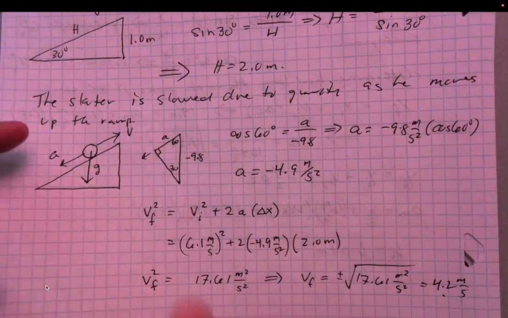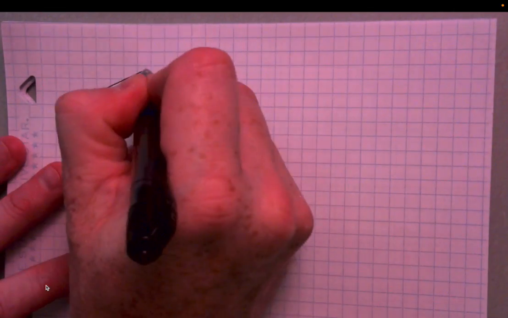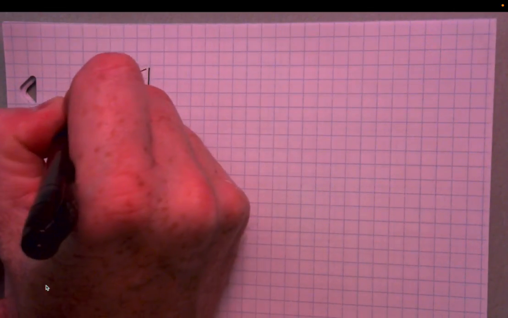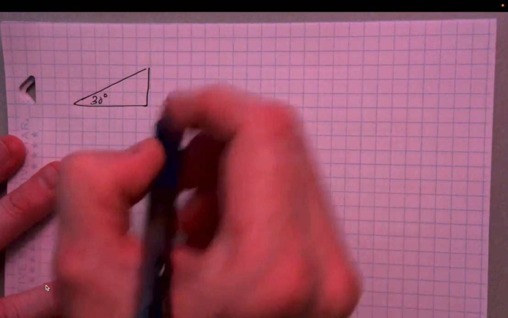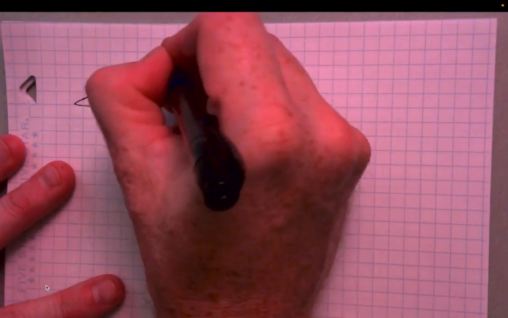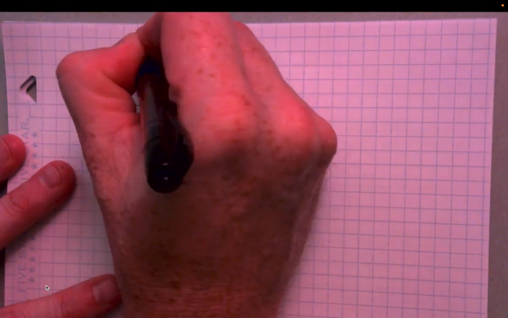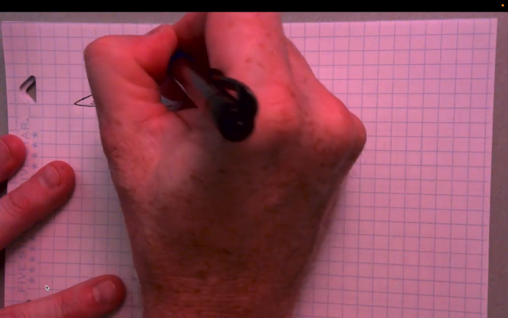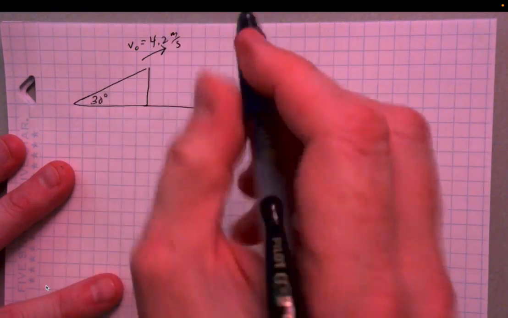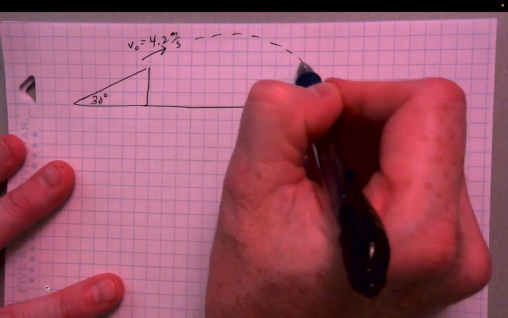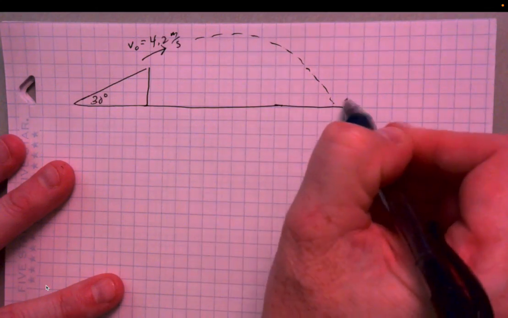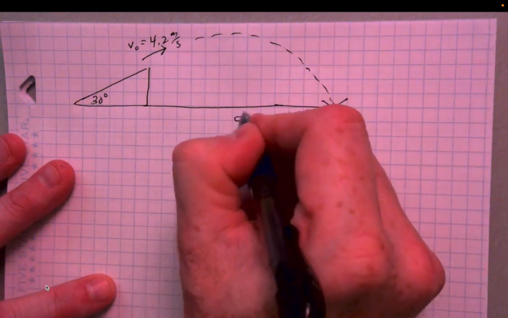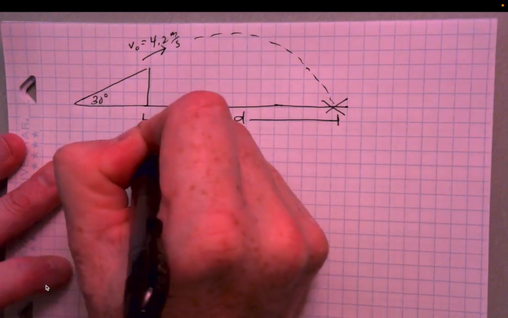Okay, very good. So let's redraw our picture here. Now we're on phase 2 of the problem. All right, so now we've got this ramp. 30 degrees is still important, but now we know that the initial velocity is 4.2 meters per second. Okay, and the guy's going to leave that, and he's going to get airborne, and he's going to crash down, and we still want to know what this distance is.